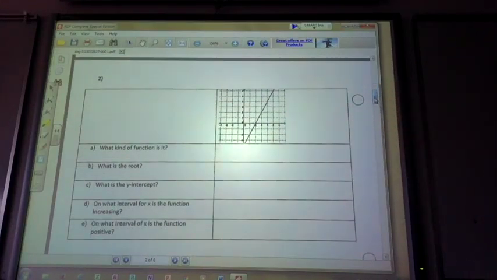All right. What kind of function is it? Linear.